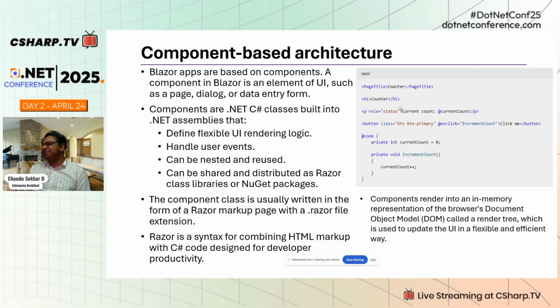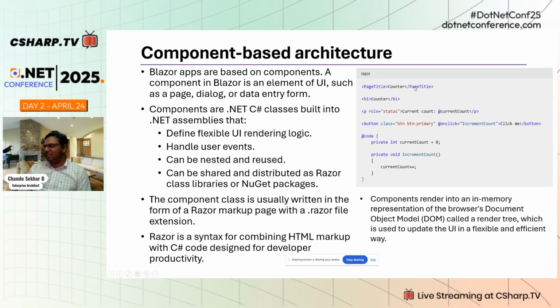Components are .NET C# classes built into .NET assemblies. They define flexible UI rendering logic, handle user events, and can be nested and reused. The main purpose is reusability, so it increases reusability if we create the components in an appropriate way. The component class is usually written in the form of Razor markup language with the .razor file extension. Razor is a syntax for combining HTML markup with C# code, designed for developer productivity.